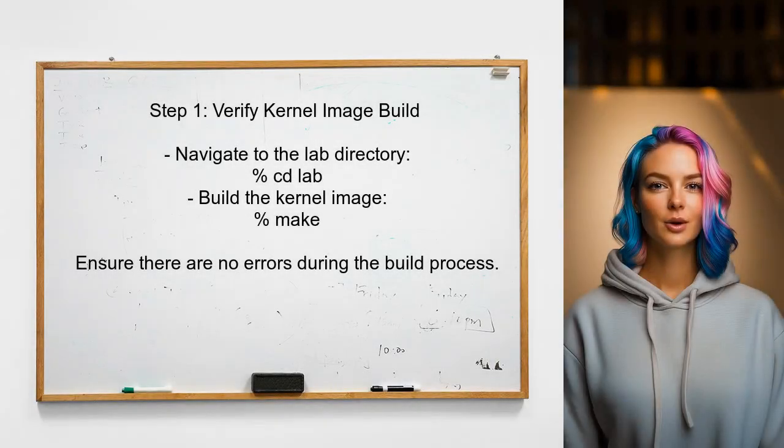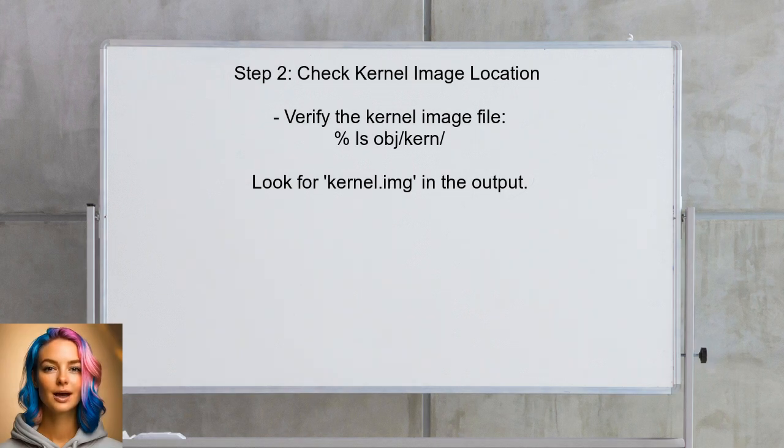To begin troubleshooting the issue with QEMU getting stuck at booting from the hard disk, the user should first ensure that the kernel image is correctly built. This involves navigating to the lab directory and running the make command. Next, the user needs to confirm that the kernel image file exists in the expected location. The kernel image should be located at obj/kern/kernel.img. The user can check this by listing the contents of the directory.